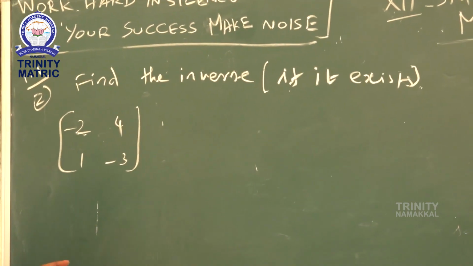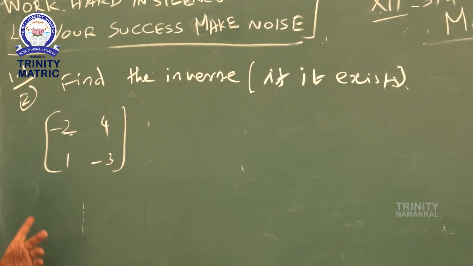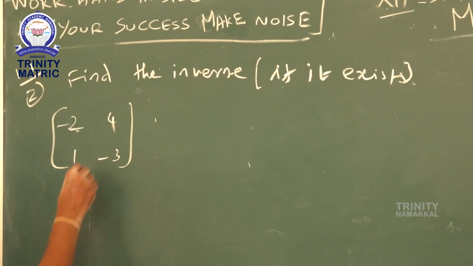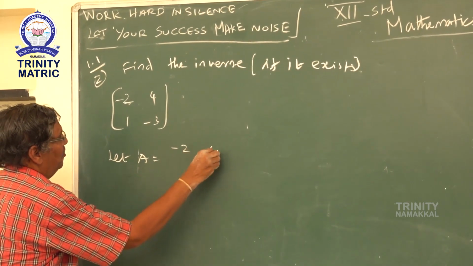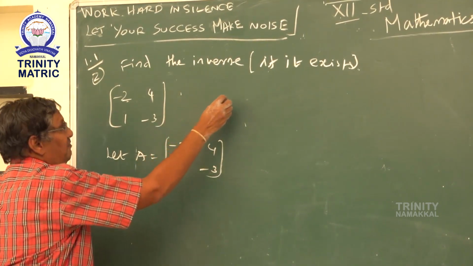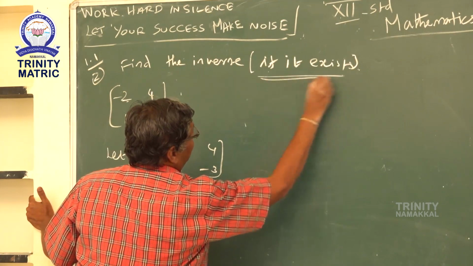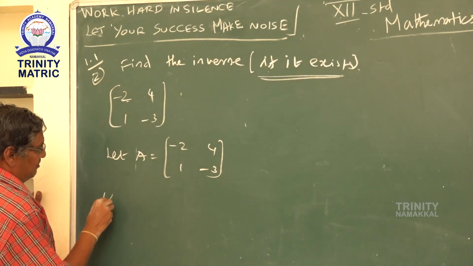First of all, what you have to do? The given matrix should be named. Always name a matrix with a capital letter. So let A be the matrix minus 2, 4, 1, minus 3. The inverse exists only when the determinant is not equal to 0.